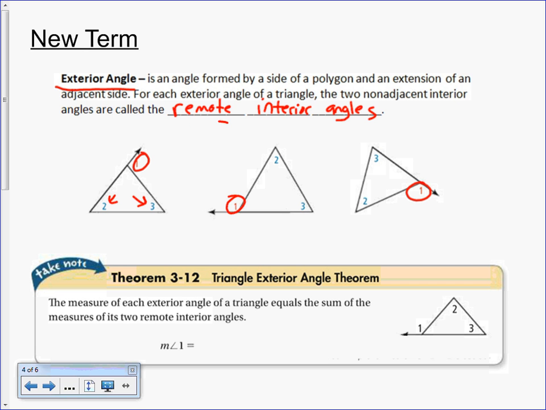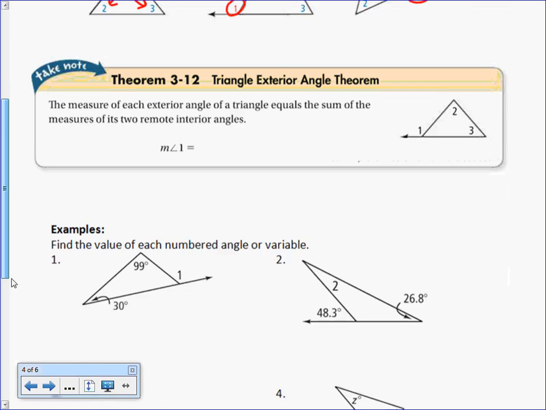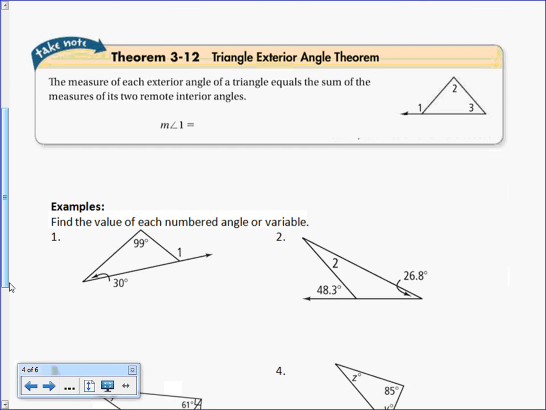So those would be both of these. Same thing, it's angles 2 and 3 for each of those. And that gets us into a theorem here. Theorem 3.12 is the triangle exterior angle theorem. The triangle exterior angle theorem states simply that the measure of each exterior angle of a triangle equals the sum of the measures of its two remote interior angles.